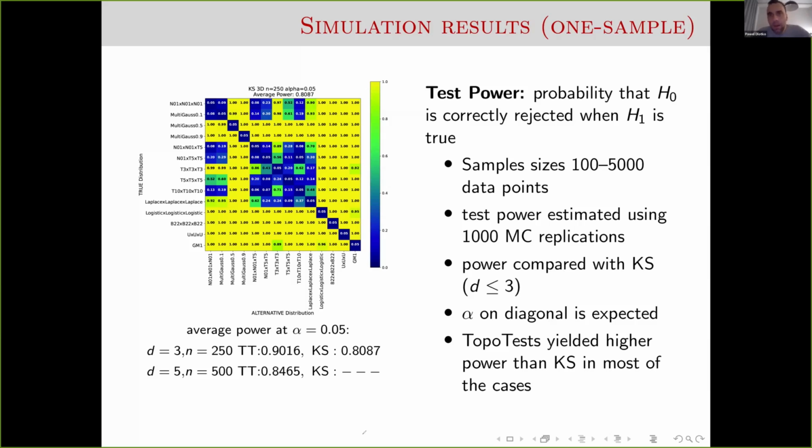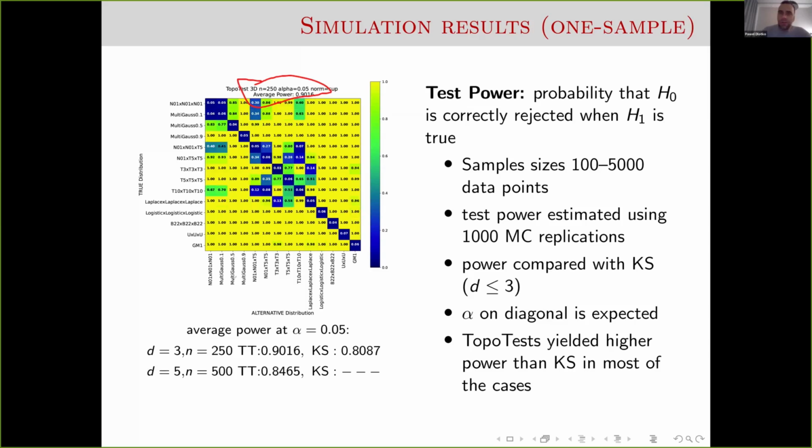So when you think about the definition of the test power, which is the probability that the null hypothesis is rejected when it should be rejected, you want this probability to be as high as possible. In other words, with this color scale, you want to see as many yellow squares in this matrix as possible. So what we see over here is a Kolmogorov-Smirnov test with 250 points from a three-dimensional distribution with the average power of 80%.